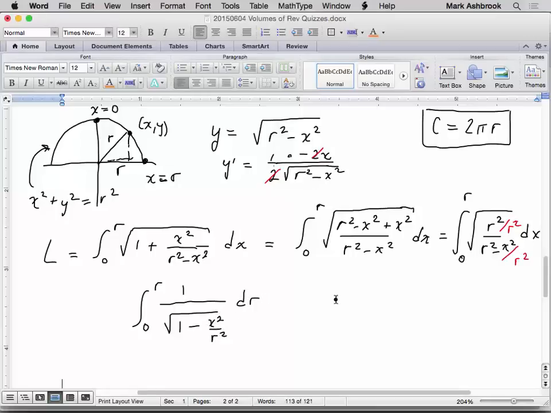Did you catch it? So we're going to do r squared over r squared at the top. That gives us a 1. Square root of 1 is 1. Then when we divide the numerator by r squared, we're going to get 1 minus x squared over r squared. Do you see it? Ask me. Why does dx change into dr? It does not.